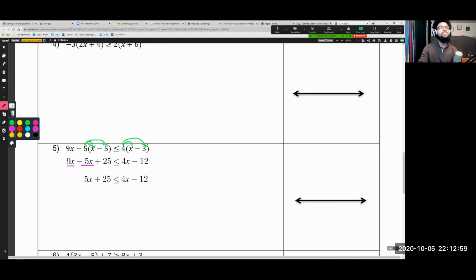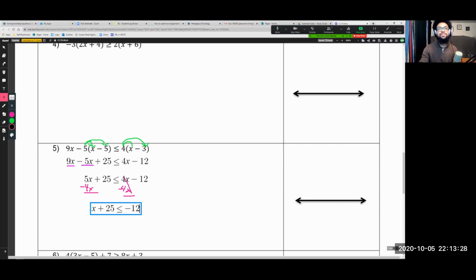And actually, I want to use a different color. I like to do my work in this bright pink color because it's easier to see. Minus 4x, minus 4x. 4x minus 4x is 0. 5x minus 4x is just x. 1x, but I'm not writing that one. Plus 25 is less than or equal to negative 12.